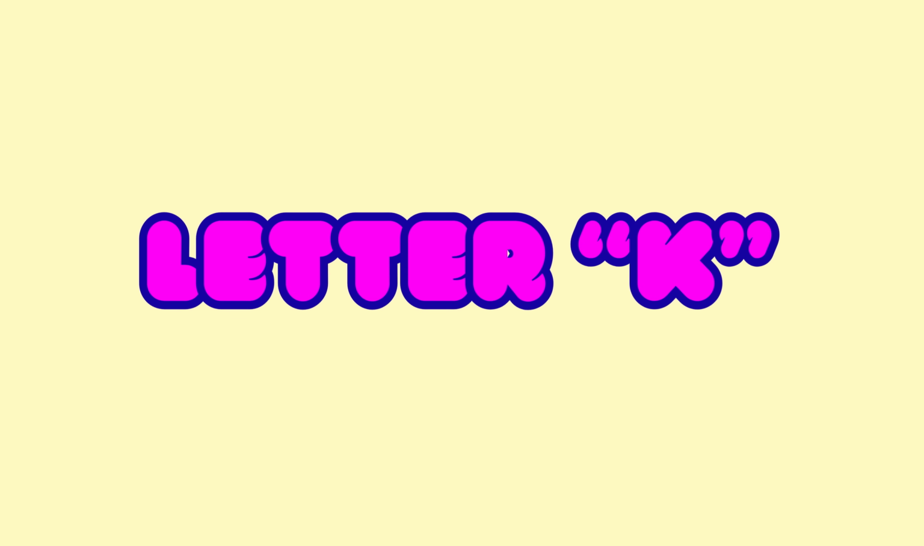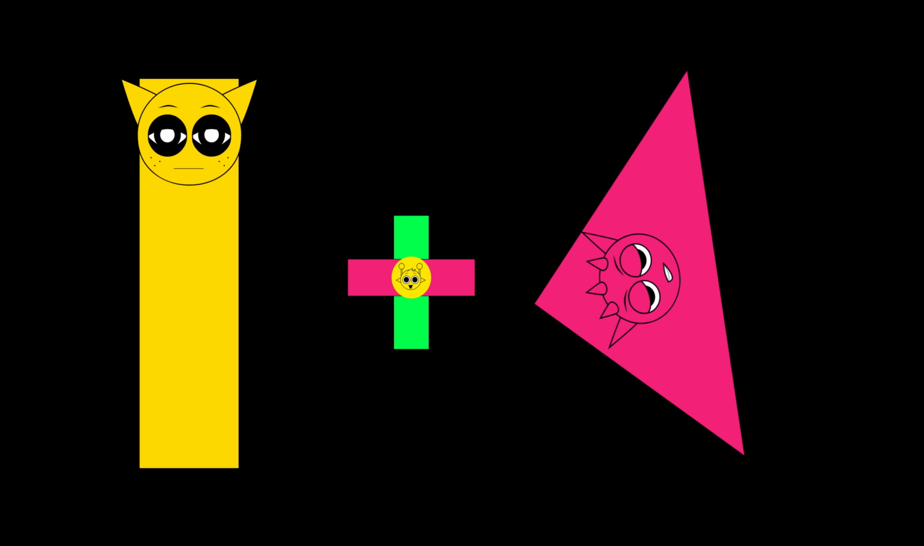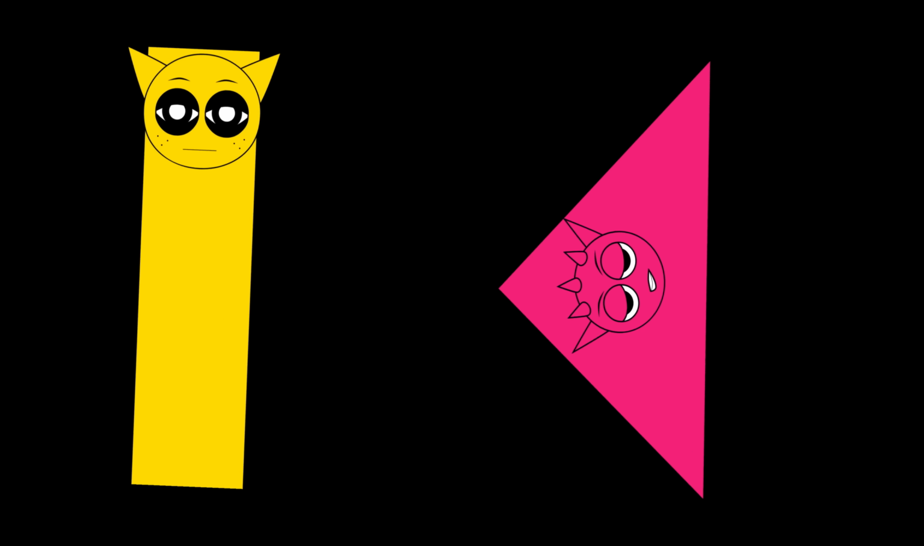Next, make the alphabet letter K. Rectangle. Plus. Triangle. Look at the rectangle and the triangle. When we put them together, they make the letter K.